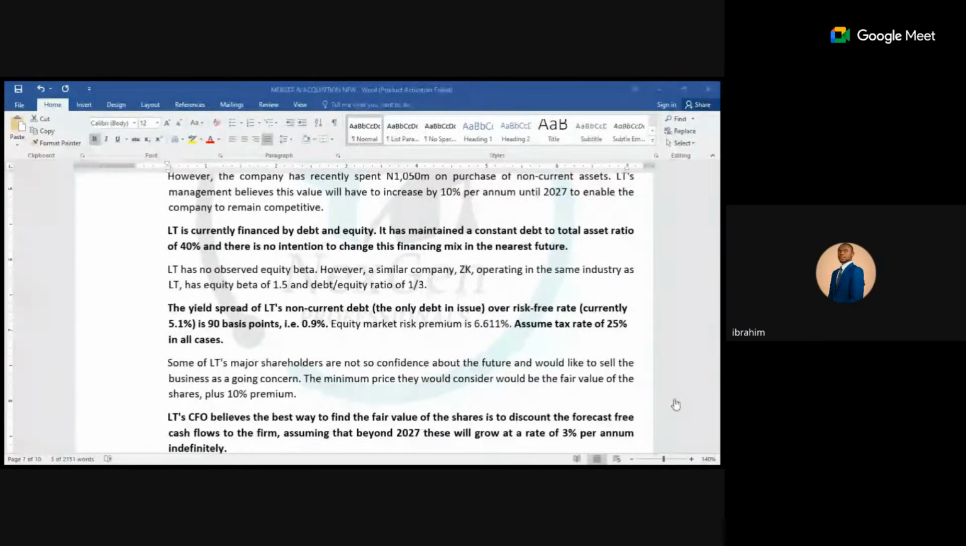Right? So class, whenever you are faced with a question like this, when you have a yield spread, tell yourself that this is talking about government yield, government bond. And a government bond is risk-free. And you have a basis point. What you need to do is adjust for it so that you will have your risk-free. That is why the question says it is over the risk-free.